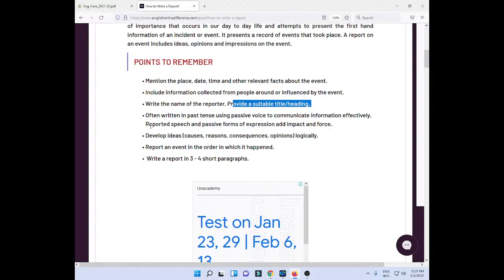A report is often written in past tense using passive voice to communicate information effectively. A report is often written in past tense, right? Because I hope you remember when we discussed what report writing is all about, we came to know that report writing is about an incident or an event that has already taken place. So whenever it comes to writing a report about that incident or event, it has to be written in the past tense, because the incident or the event has already taken place. That is why we need to write the report in the past tense.